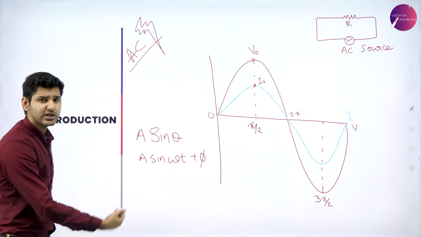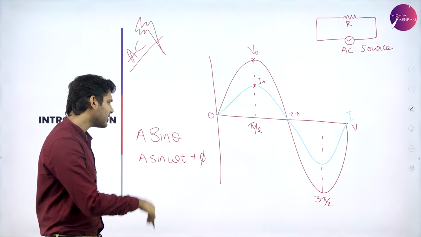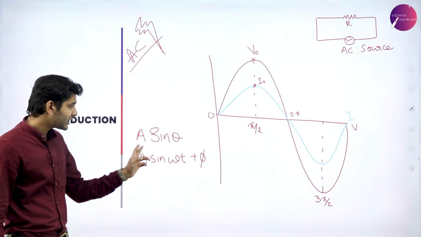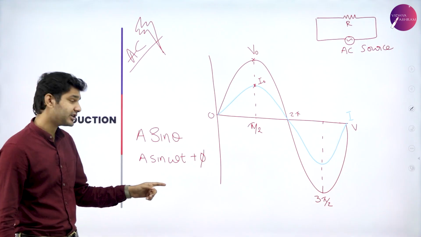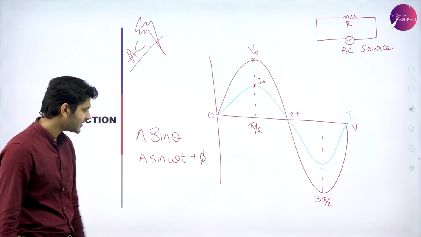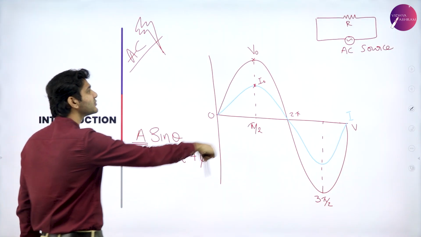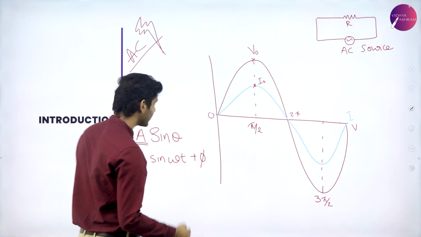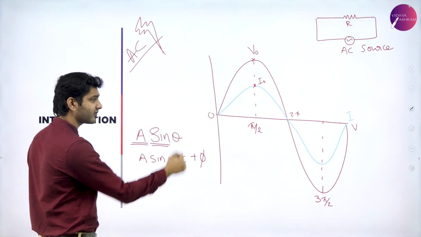This you have already studied in your PU first year, so I'm not going to dive into it deeply. Here theta is obviously angular displacement, which can also be written in terms of angular velocity, that is omega times t, and phi is the phase difference. Here A is the amplitude. That amplitude is what we just found out, that is V naught, and in case of current it is I naught. And sine is the form of the function.